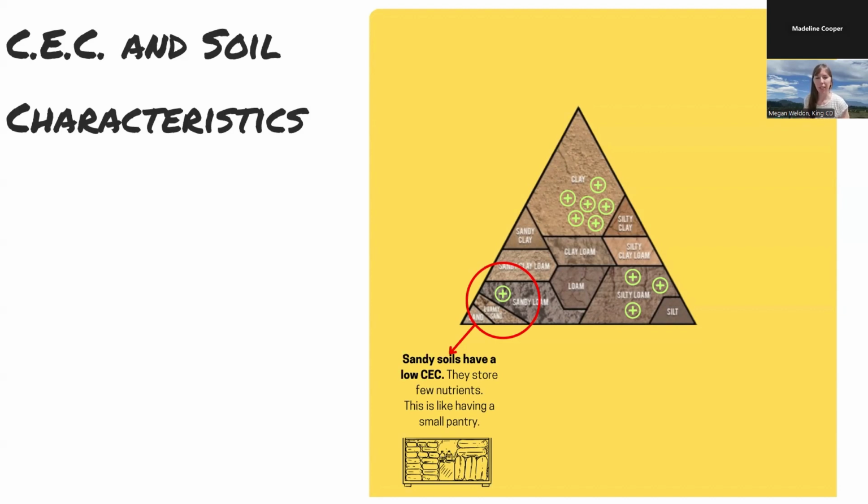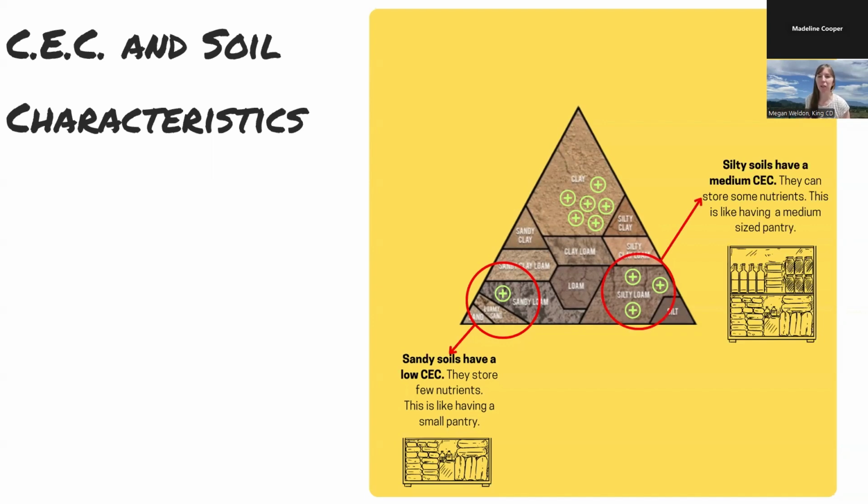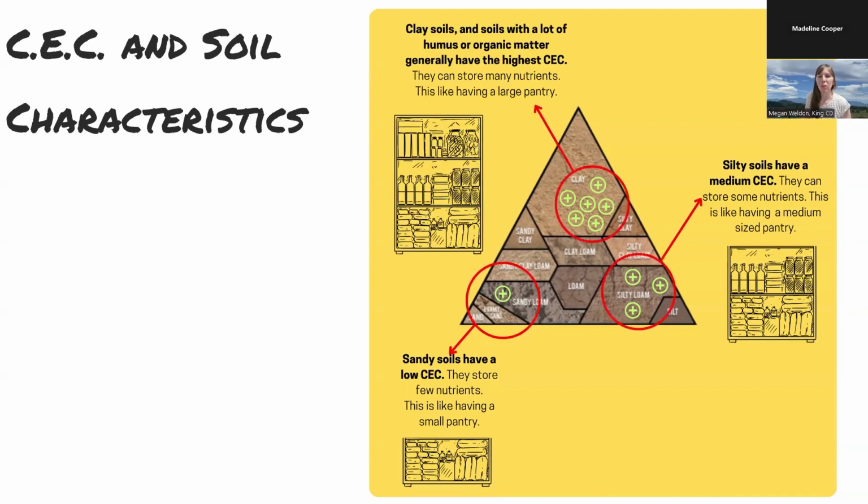And this analogy is like a pantry. So sandy soils don't have a lot of clay component. They can't store a ton of nutrients. So it's like having a small pantry. If you have a small pantry in your house, there's a limited amount of food that you can hold there. As the soil texture changes and you have more clay component, like a silty soil, you've got that medium cation exchange capacity. So your pantry size has now gone up. And then the next arrow. So soil that has a heavy clay component, you're going to have a lot of humus, a lot of organic matter. You're going to have the highest cation exchange capacity, like the biggest pantry that you can have.